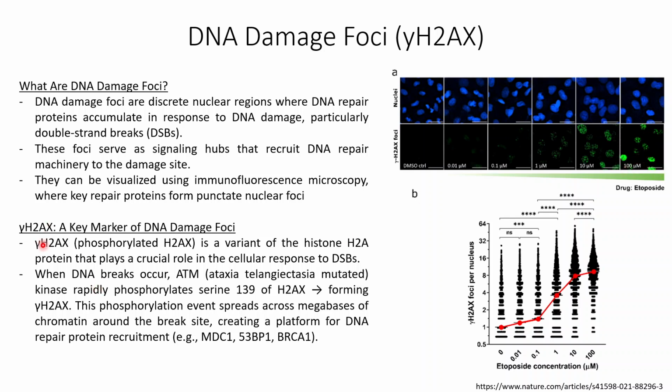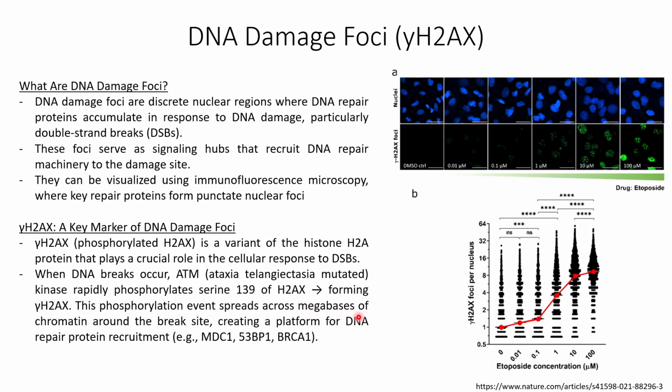So what is gamma H2AX? It is a phosphorylated H2AX. So H2AX is a variant of histone 2A, and it's very important in the cell when it responds to double-stranded breaks. So when there is a DNA break, this ATM, remember I had talked about the ATM protein and how it's important in double-stranded break repair. So this rapidly phosphorylates serine 139 on H2AX. Okay, and this will give you this gamma H2AX. Essentially, it is a phosphorylated form.